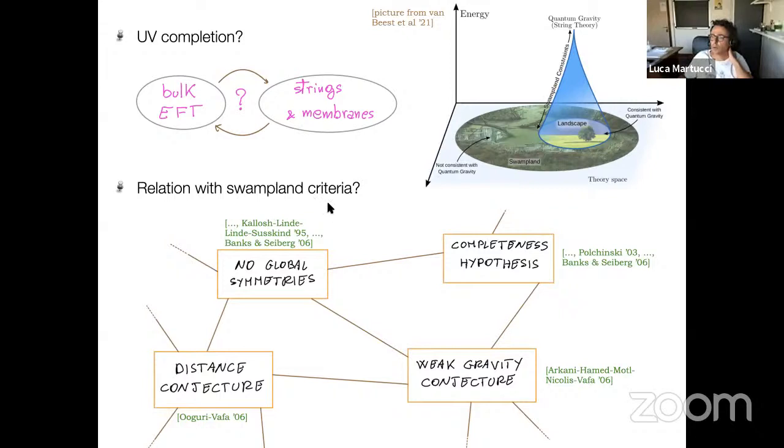In the following of this talk, we will encounter four of the main quantum gravity criteria which are usually encountered in the swampland program, namely the completeness hypothesis, which claims that whenever you have a gauge symmetry, then the corresponding spectrum of charged objects is complete; the expected absence of global symmetries in quantum gravity theories; the weak gravity conjecture, which was also discussed in some detail by Eran in his talk yesterday; and the distance conjecture.